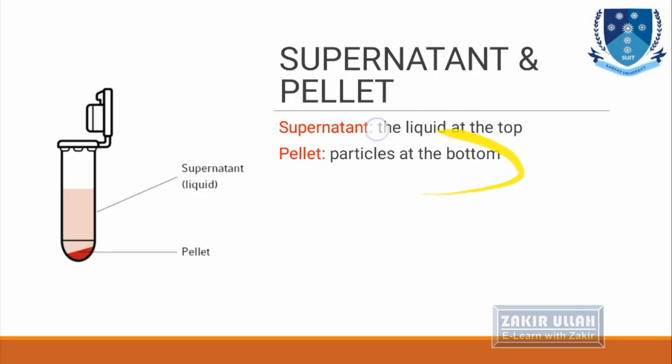The pellet or the cell button is basically the particulate which is formed after centrifugation of a solution. So that portion is also called a pellet or a cell button, or we can also name it a precipitate of a solution. So these are the two portions which are formed after centrifugation in a solution.